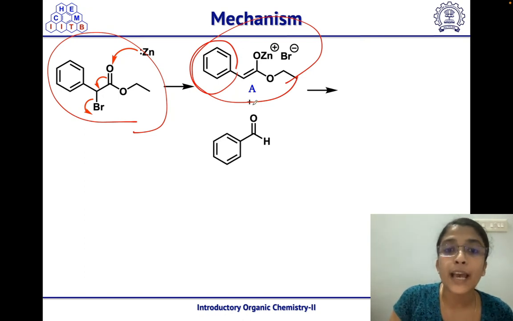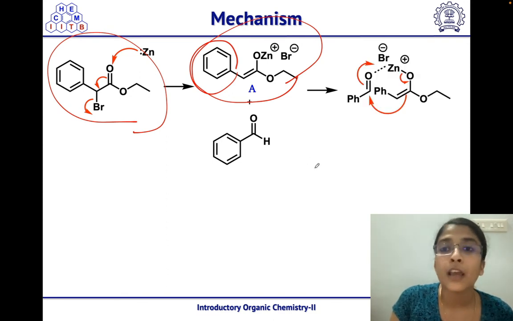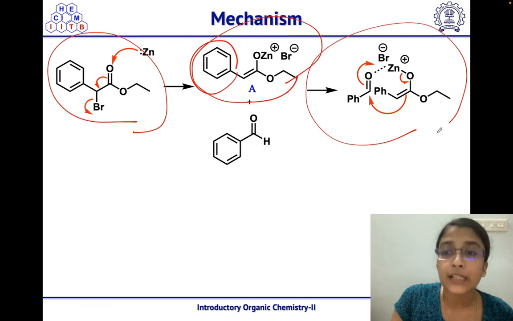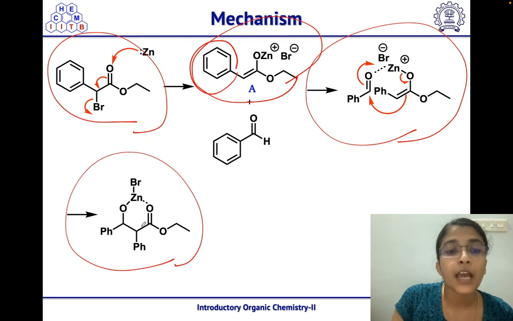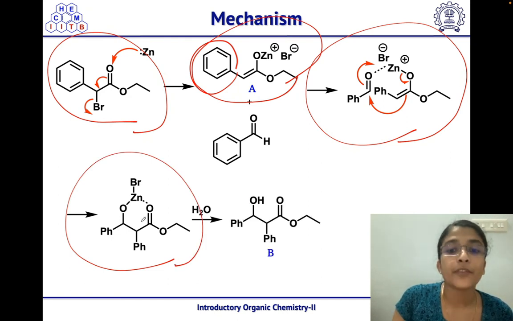Now it will add onto this benzaldehyde. Here we have a zinc enolate, and upon treatment with this benzaldehyde it will undergo a reaction similar to aldol condensation through this transition state, and we will get this product. And upon workup or hydrolysis, we will get this beta hydroxy ester.